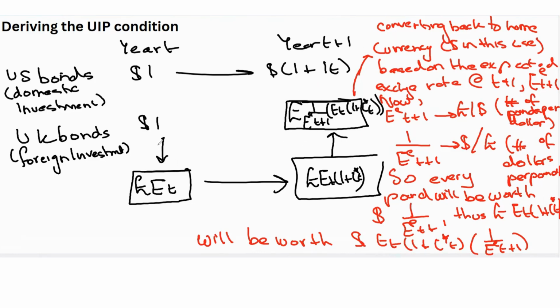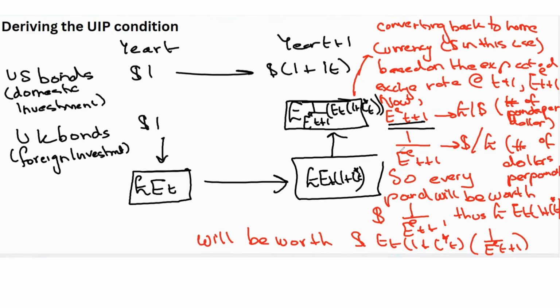Because see, the whole idea is this: we had a dollar, you invested in the UK bond, you needed to convert it into pounds. You did it based on the current exchange rate. You got 80 pounds, and then these 80 pounds yielded 80 times 1 plus I star T pounds at the end of the next year once you invested them in UK bonds. And then in the end, you have to convert them back into home currency dollar based on the expected exchange rate, because at time T, you don't know what the exchange rate at time T plus 1 will be.